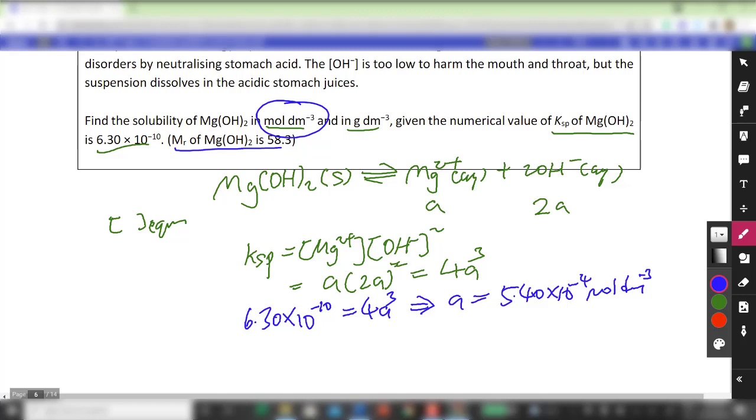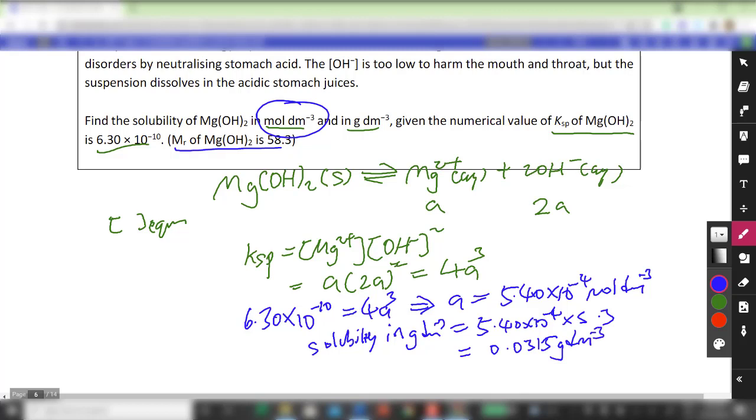Therefore the solubility in terms of grams per dm cube will be equal to 5.40 times 10 to the power minus 4 multiplied by 58.3. Okay, so you are going to get 0.0315 grams per dm cube. Yep, and this is how we solve a simple calculation involving solubility equilibrium. I hope it's not too daunting for you.